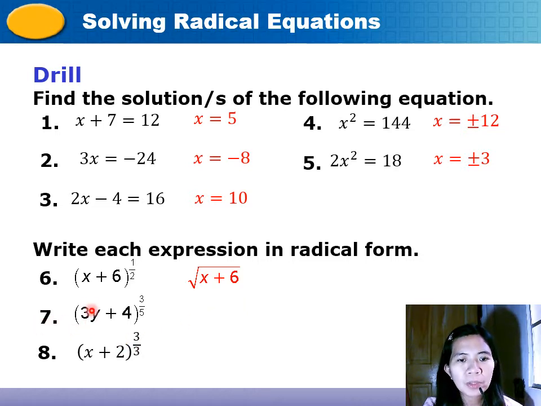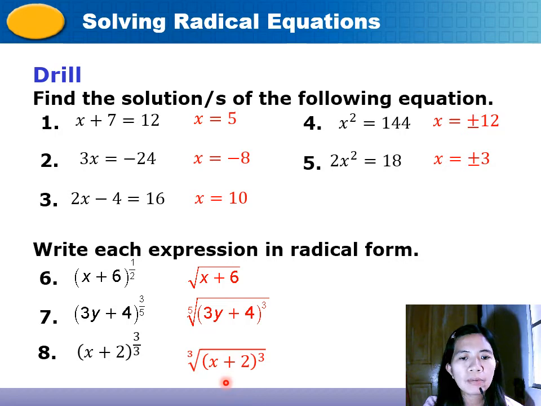Number 7, the quantity 3y plus 4 raised to 3/5. So our index will be 5 and our exponent will be 3. And number 8, the quantity x plus 2 raised to 3 over 3. The answer is the cube root of the quantity x plus 2, cubed. This is how we write a rational exponent in radical form.